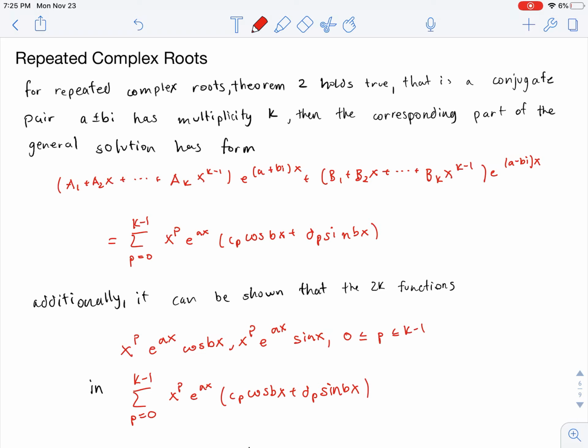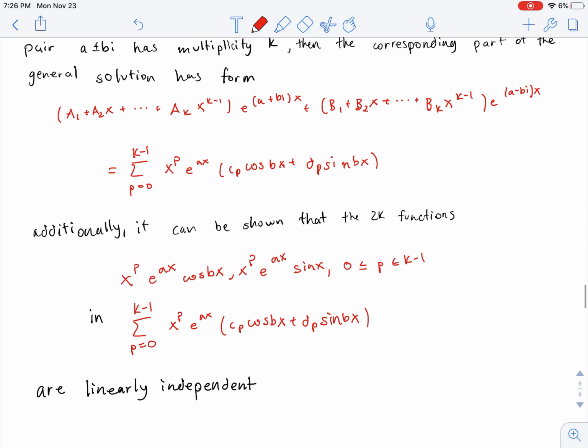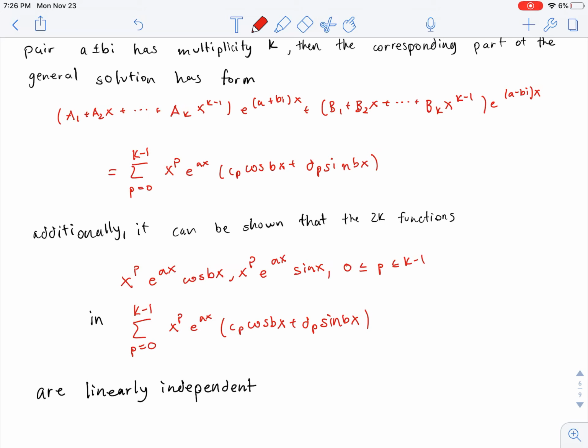is equal to the sum as p goes from 0 to k minus 1 of x to the p times e to the ax times the quantity c sub p cosine bx plus d sub p sine bx. Additionally, it can be shown that the 2k functions x to the p times e to the ax cosine bx, and x to the p times e to the ax sine bx, as p goes from 0 to k minus 1, in the equation above are linearly independent.